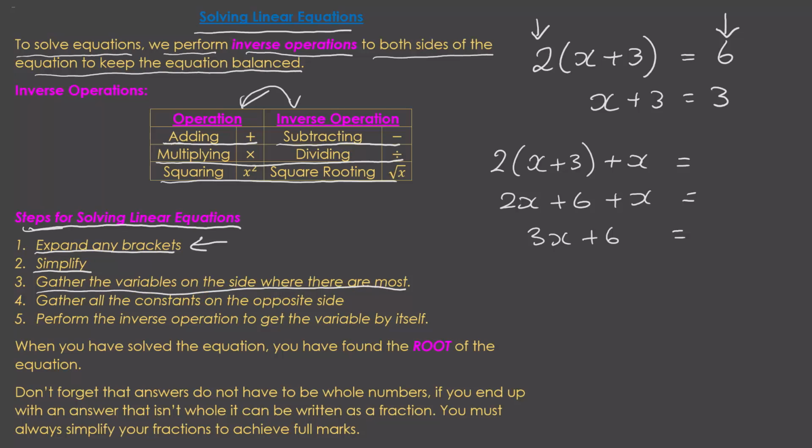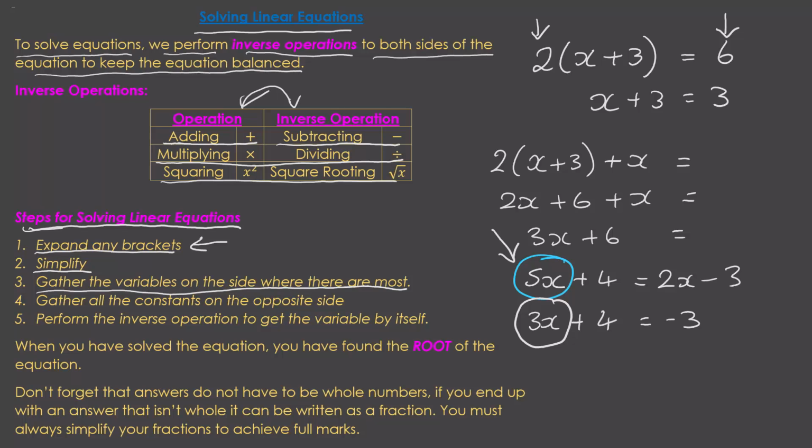Gather the variables on one side of the equation, and it says here on the side where there are the most. So what we're talking about there is if we had, say, 5x + 4, and then we had 2x - 3 or something, then there are more x's on this side. So gather the x's up on the left-hand side and do that by subtracting 2x from both sides. And then 3x + 4 here, and if we subtracted 2x from over here, you just end up with the -3. It's best to identify the side where there are most x's, because that way we end up working with a positive number of x's.